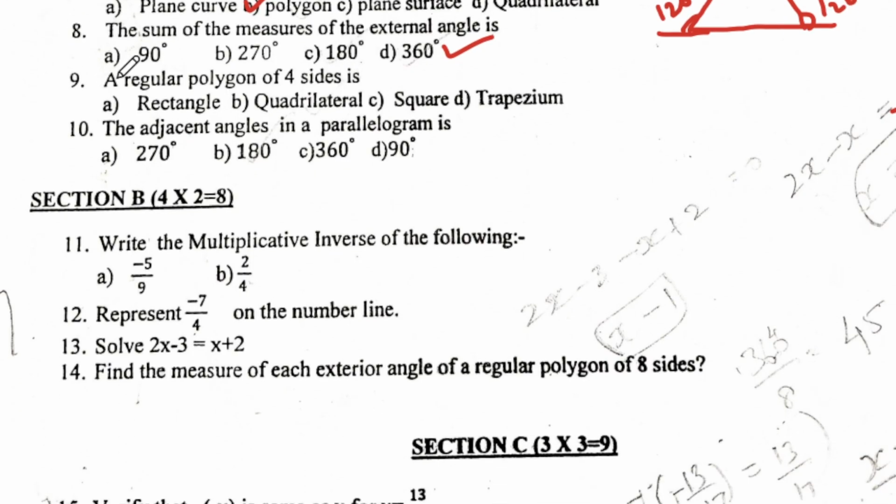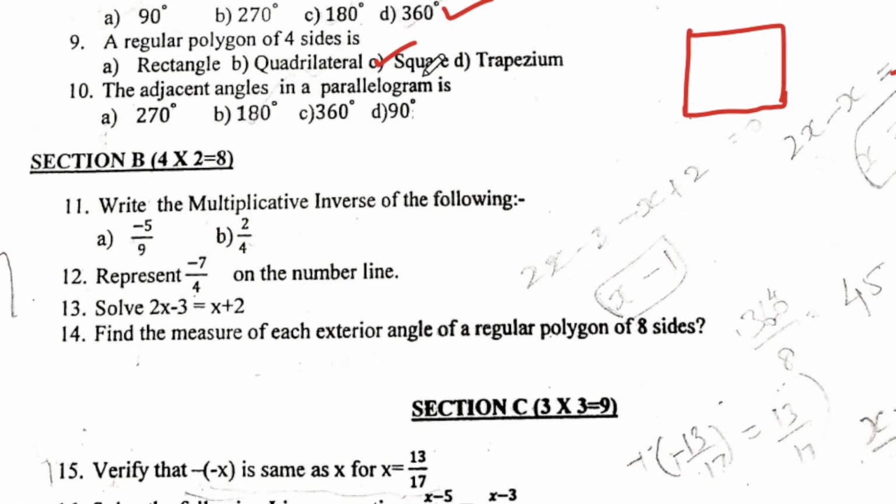Next, a regular polygon of 4 sides is a square. So it has 4 sides and 4 right angles. So a square. Next, the adjacent angles in a parallelogram. So in a parallelogram, we have adjacent angles. Here, we have A and B. So the adjacent angles sum to 180 degrees.